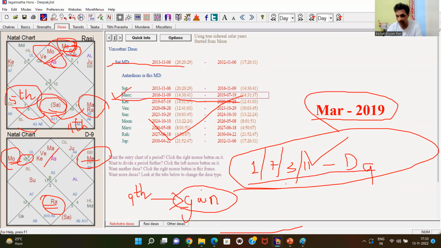Anyhow, in D9, your 7th house, 3rd house, 11th house, and in some places Lagna, need to get activated for a marriage event. So, friends, you can use this for timing of marriage.